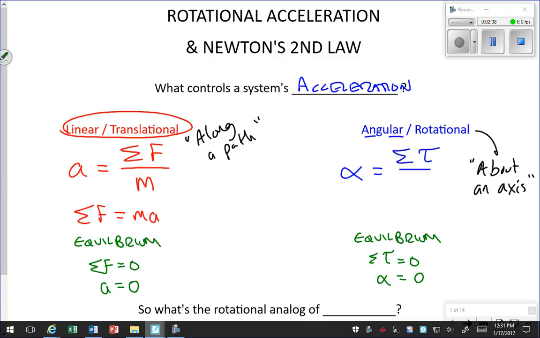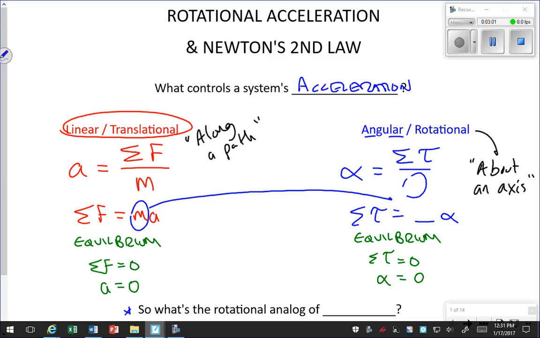All right, but we still have this other thing hanging out here. It's not just mass that goes here, because we say that net torque is something times alpha. That's this question: what is the rotational analog of mass? From a treating-things-as-point-masses perspective, all that matters is the mass of an object, how resistant it is to acceleration, how much inertia an object has.